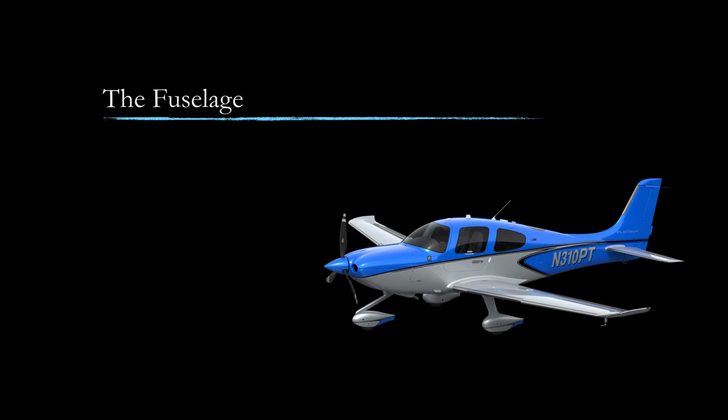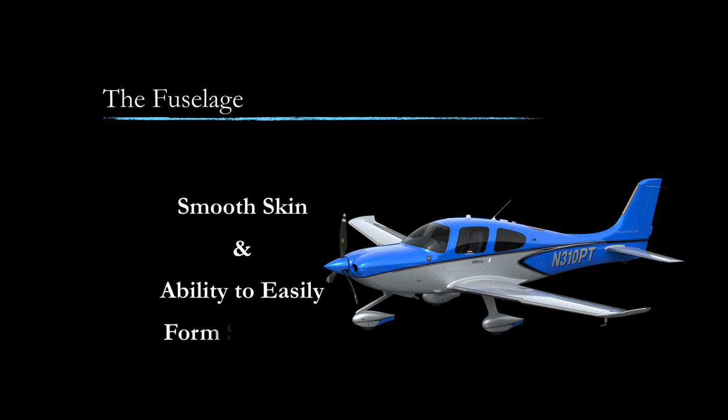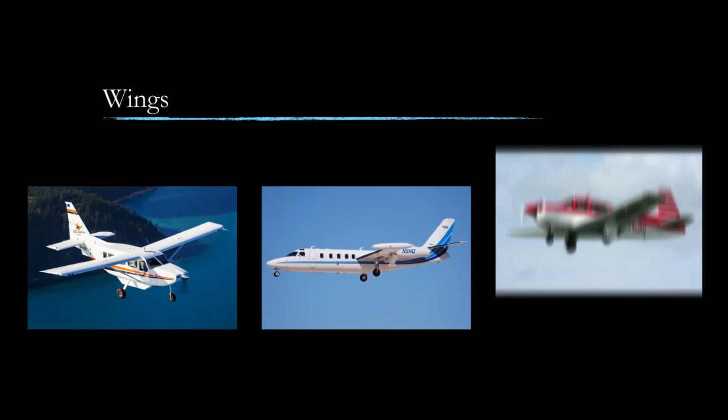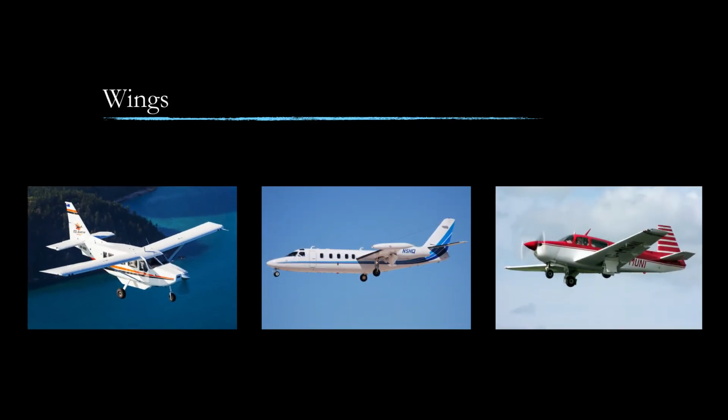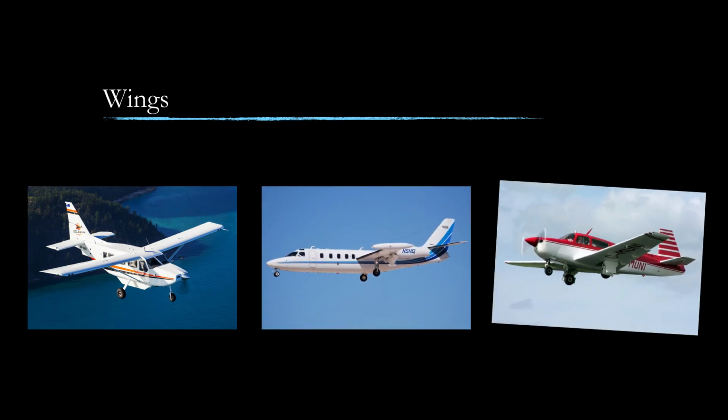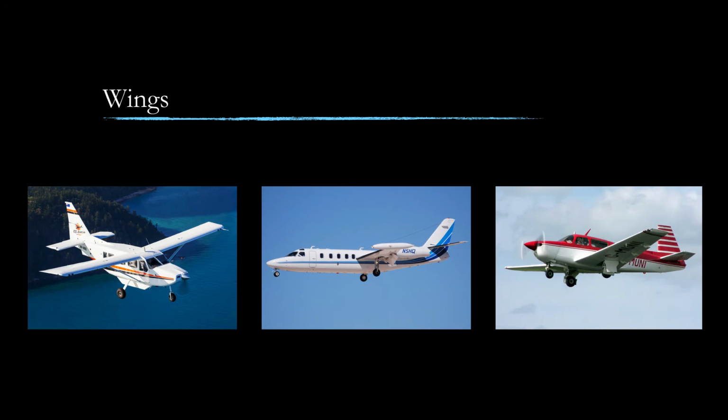Composite construction offers 2 advantages. 1, extremely smooth skin, and 2, the ability to easily form complex or streamlined structures. A lot of aircrafts today are incorporating composite materials into their aircraft designs. There are many different variations when it comes to wings. You can have a high wing plane where the wings are above the fuselage, a mid-wing plane where the wings are at the middle of it, or a low wing plane, of course, where the wings are below the fuselage.